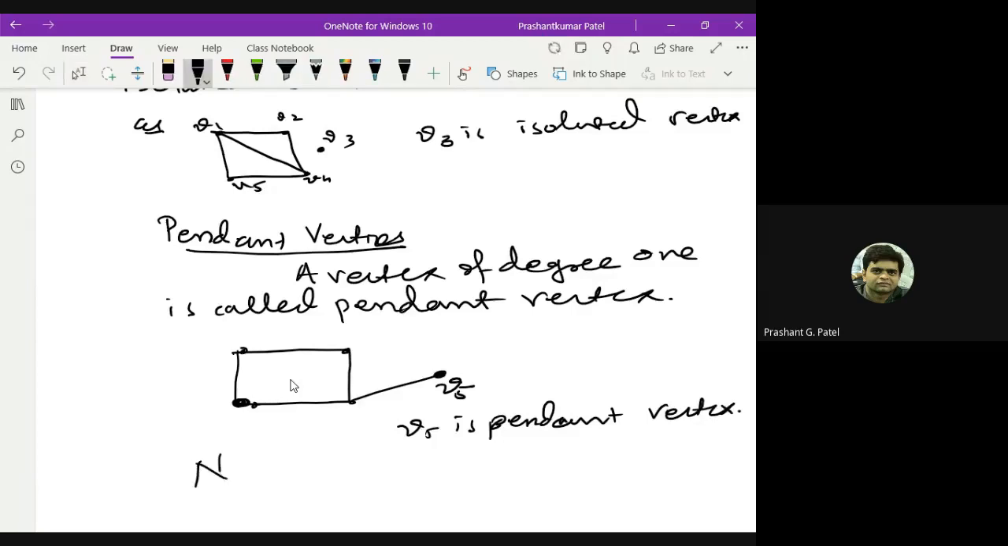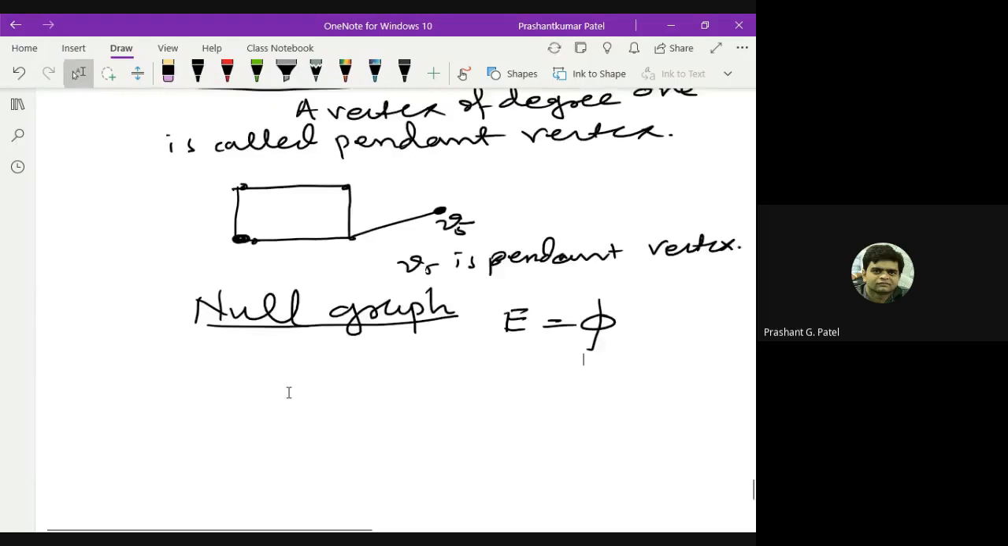The next definition is the null graph. A graph in which the edge set is empty is called the null graph. I will not write this; you can write it in your own words if you want. A null graph is a graph in which the edge set is empty, that means there are no edges. So if I consider this graph, graph G is a null graph. In the example of a null graph, no edges will be there.